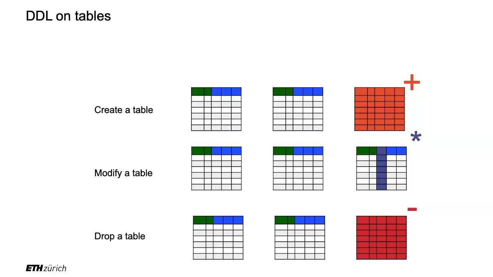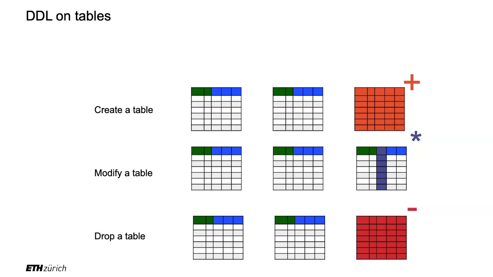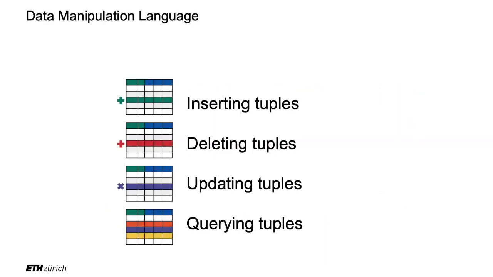So we saw that you can create, modify, drop a table, and you can insert tuples. Tuples is just another word for record, map. It's all the same thing, just different words. So you can insert records, delete records, update records, and query records. That's the data manipulation language as opposed to the data definition language that operates at the metadata level.